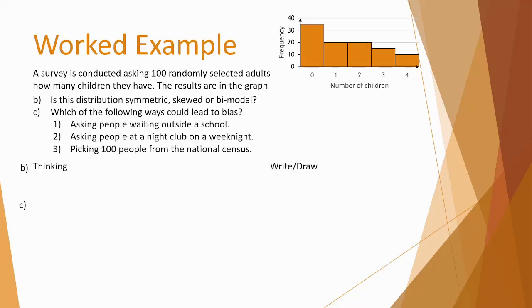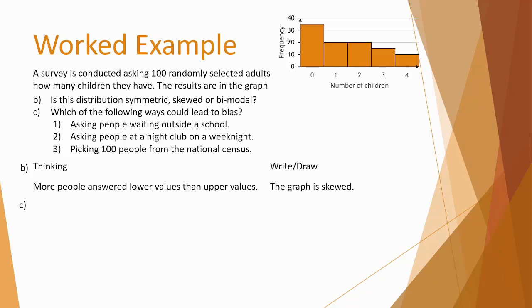So for question B and C, is this distribution symmetrical, skewed, or bimodal? So if we have a look at the graph, we can see that there are a lot more people on the lower values than the upper, and we've got that long tail tapering off to the right. So we will say that the graph is skewed.